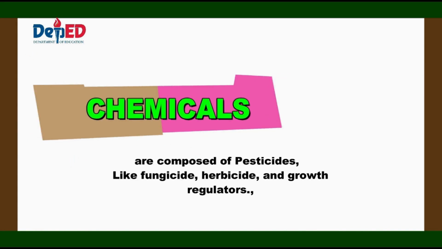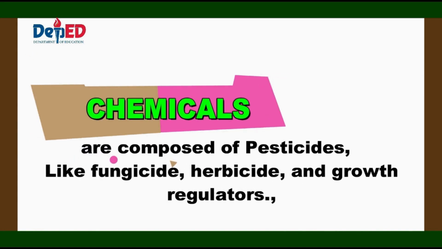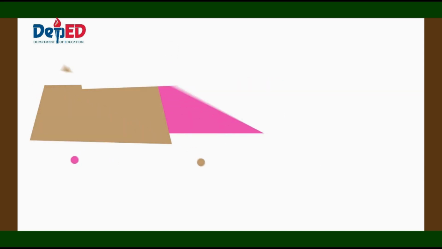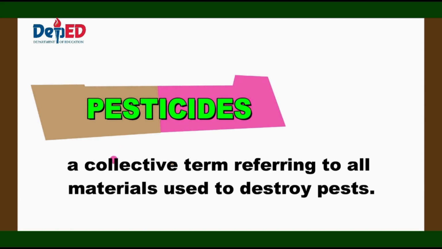For our last group of nursery materials, we have chemicals. Chemicals are composed of pesticides like fungicide, herbicide, and growth regulators. Pesticides, a collective term referring to all materials used to destroy pests.